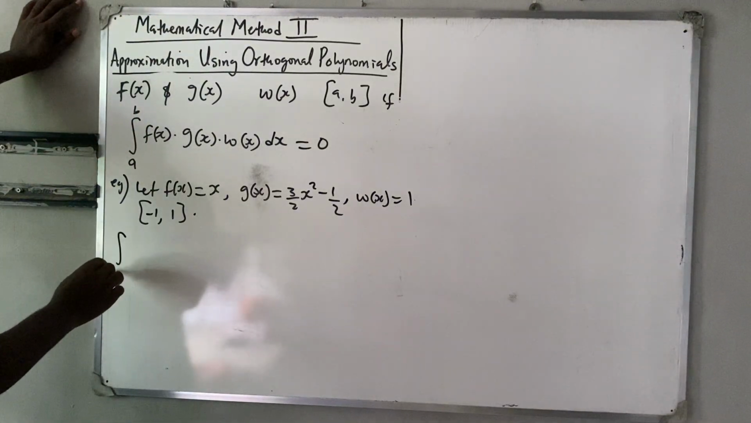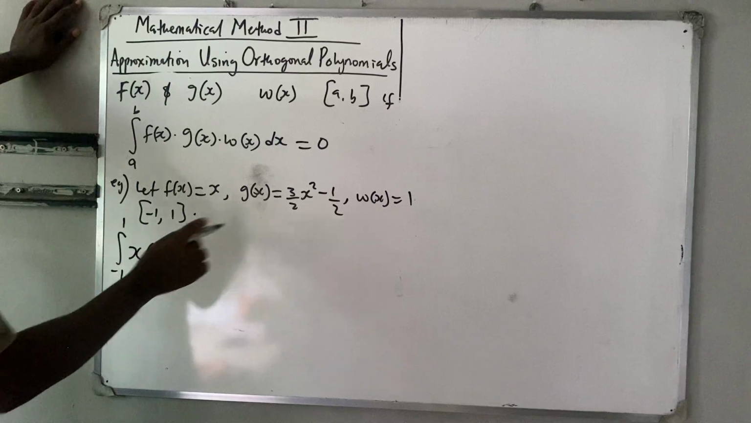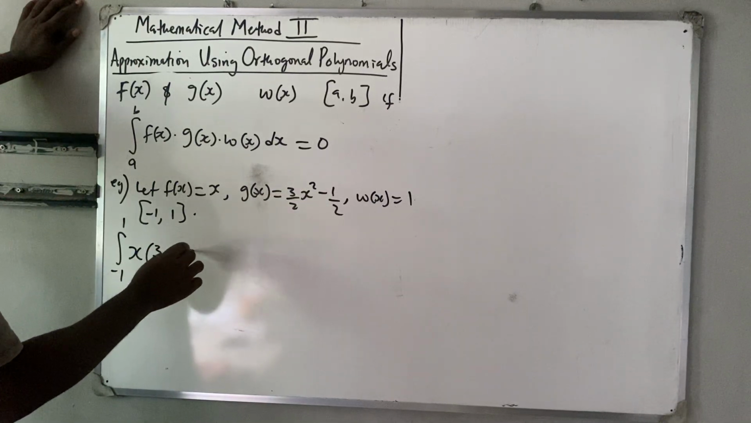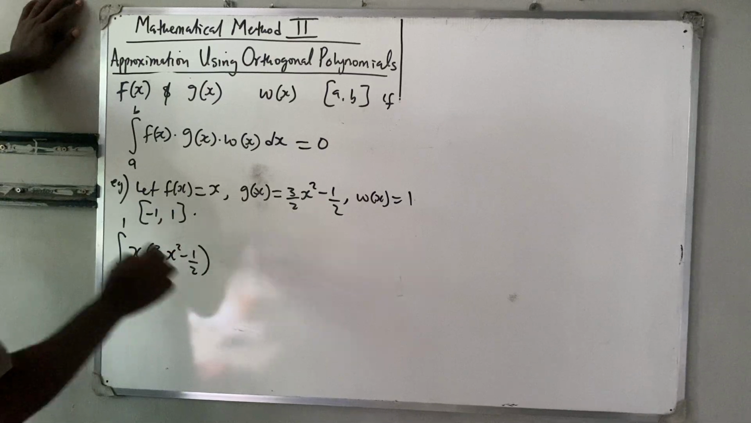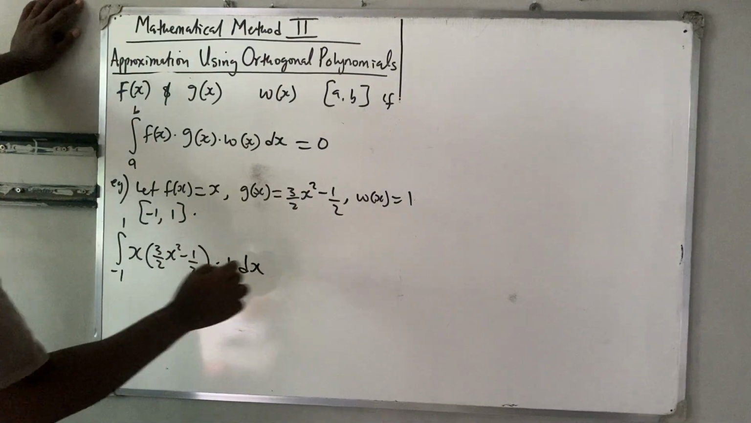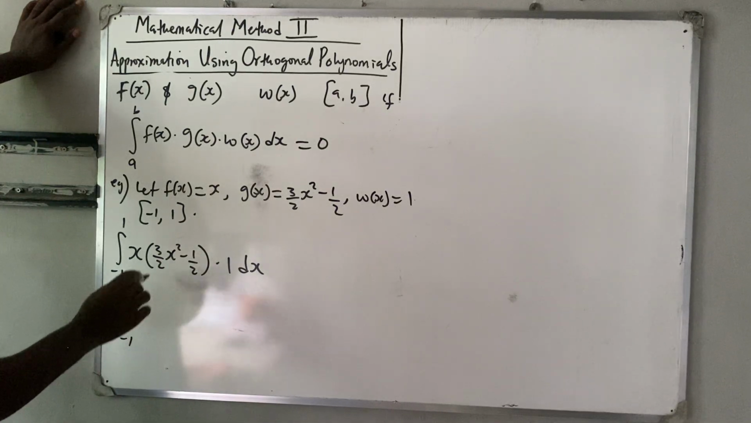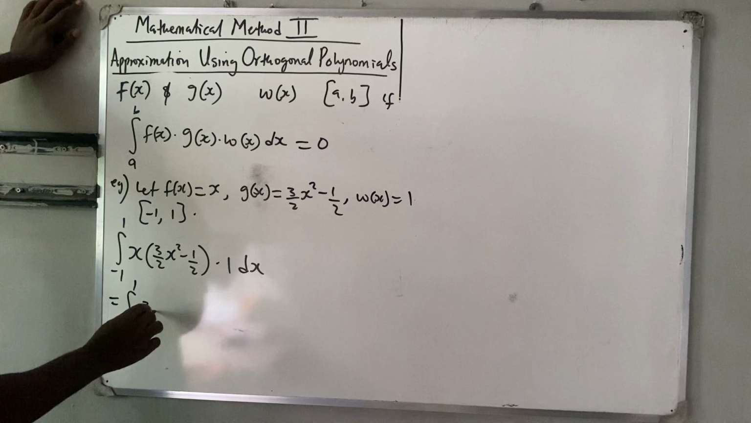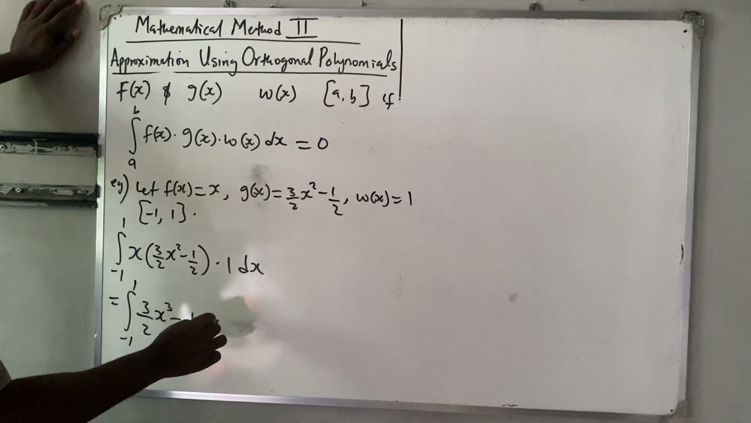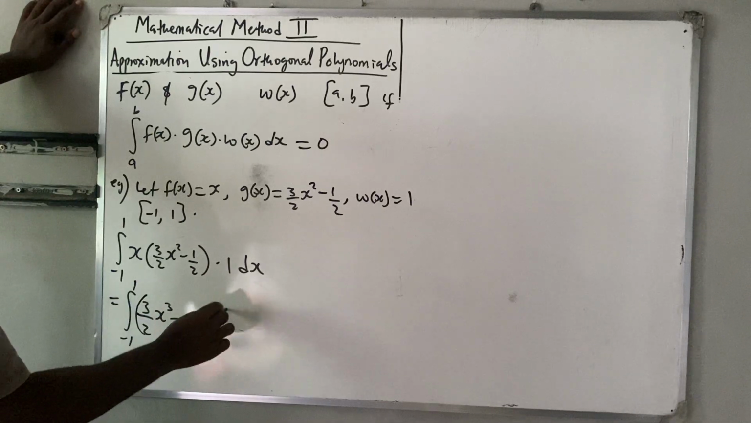The integral from minus 1 to 1 of f of x, which is x, multiplied by 3 over 2 x squared minus 1 over 2, then multiplied by 1, then dx. So you see that this is equal to the integral from minus 1 to 1 of 3 over 2 x raised to power 3 minus 1 over 2 x, then all bracket dx.